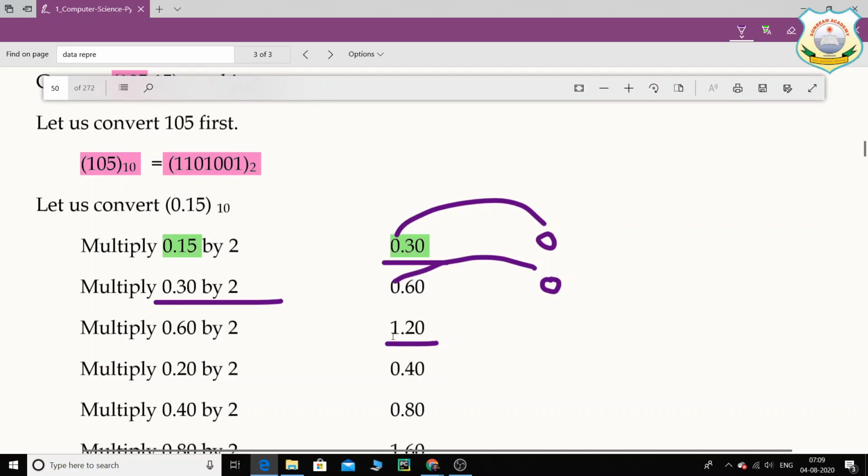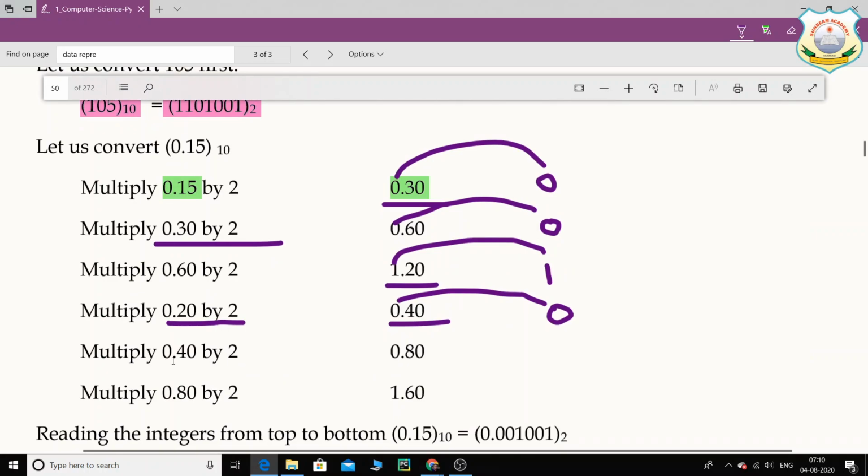Now again over here I have to take the integer part. What is that? That is 1. So just write 1 over here. Right? Now that I took 1, for the next multiplication, I have to only take the fractional part and not like 1.20. Okay, so if I take 1 out of this, what is left? That is 0.20. So you can see 0.20. Multiply that by 2. Answer is what? 0. Write it over here, 0.